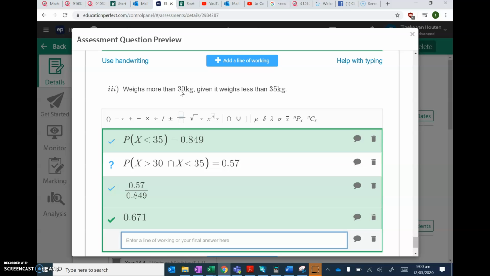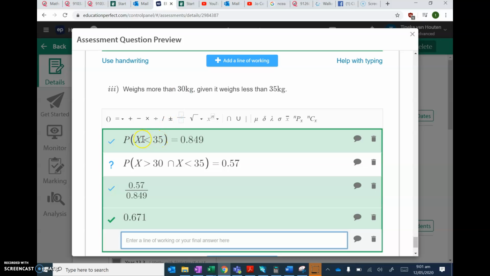So if I had 20 calves and 10 of them weighed less than 35 kgs, I'm only interested in those 10 now, not making it out of 20. It's out of 10 now. And if I was looking at ones that weigh more than 30 kgs, I'm only looking at the ones that weigh more than 30 kgs out of that small group of 10 now.